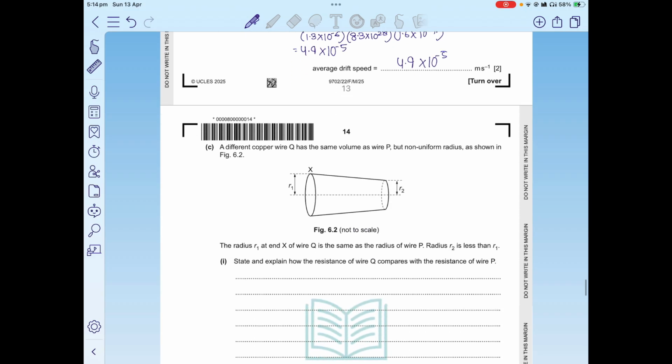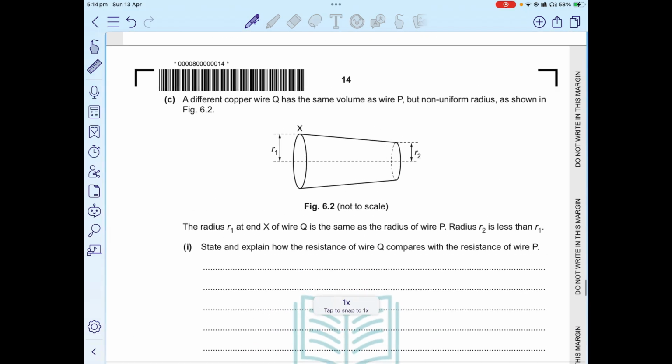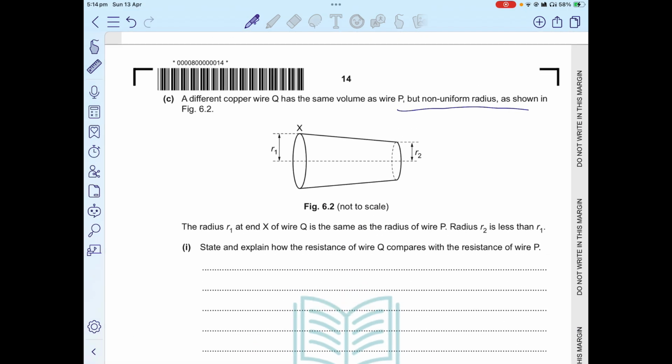The next question is about a different copper wire. It has the same volume, but it has a non-uniform radius, as shown in figure 3.2. The radius R1 at the end X of the wire is the same as the radius of wire P. The radius R2, however, initially is the same, but then the radius decreases. State and explain how the resistance of Q compares to the resistance of wire P.